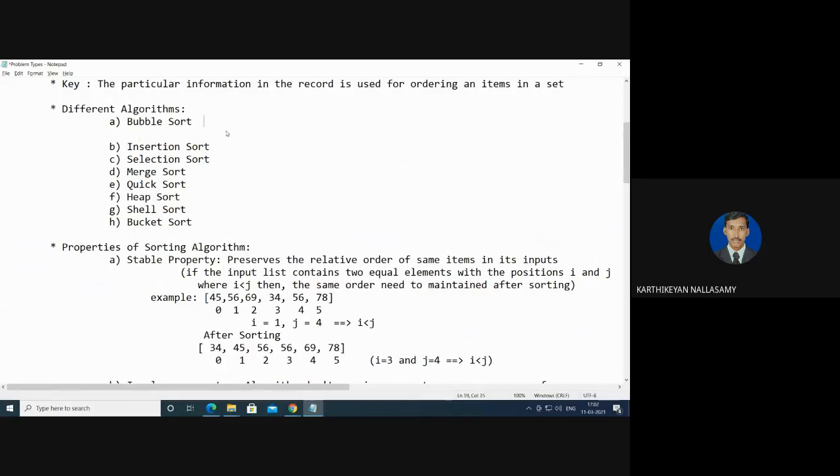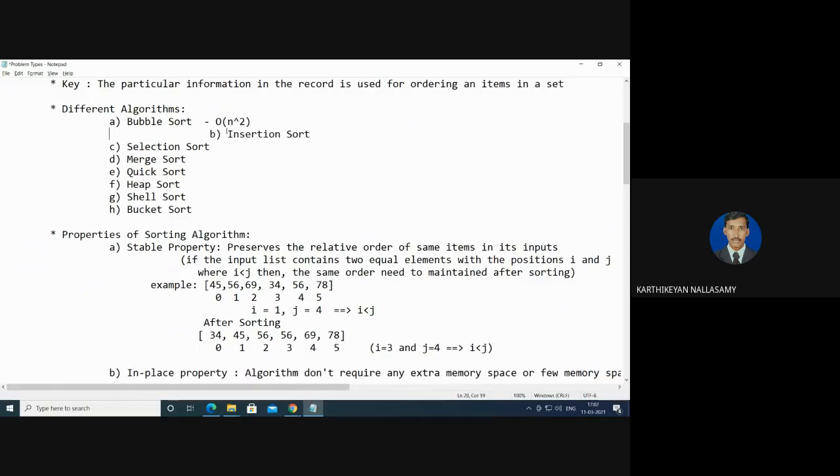The complexity of bubble sort is approximately big O of n square. The same case applies to insertion sort, and selection sort is also in the same case. For merge sort, it is big O of n log n, base 2, because we are going to divide the problem into two parts.